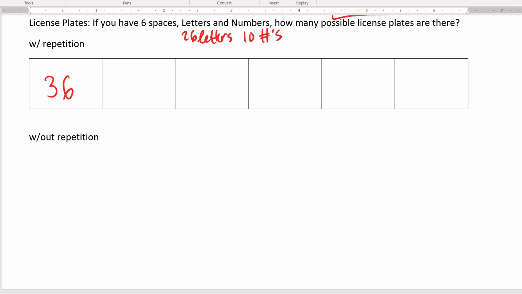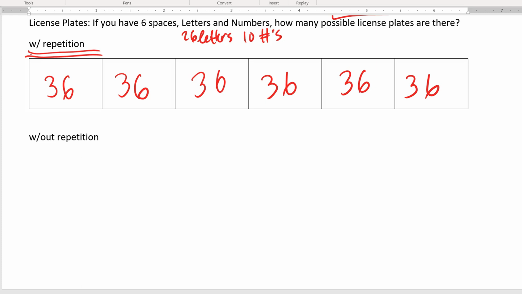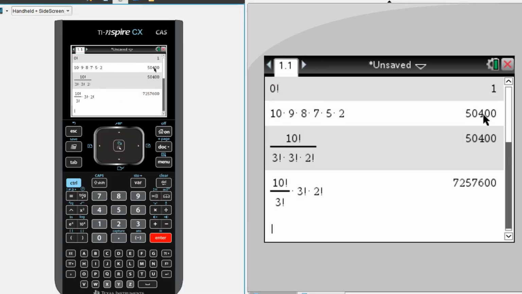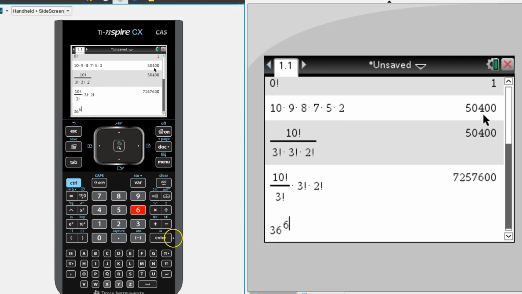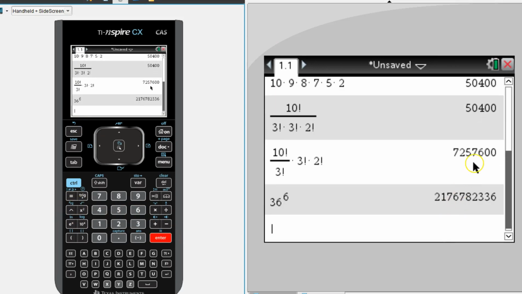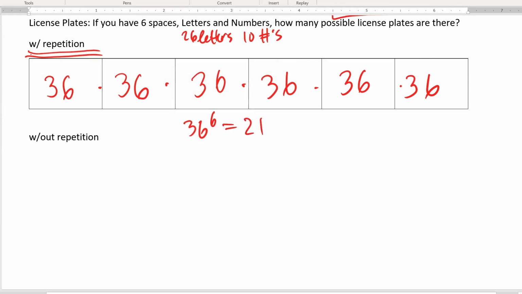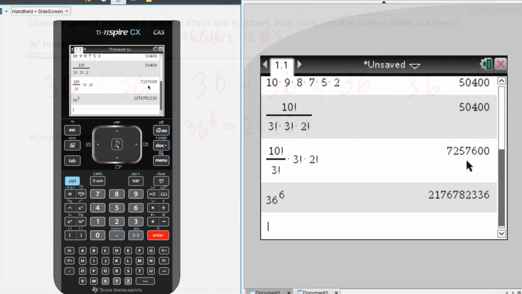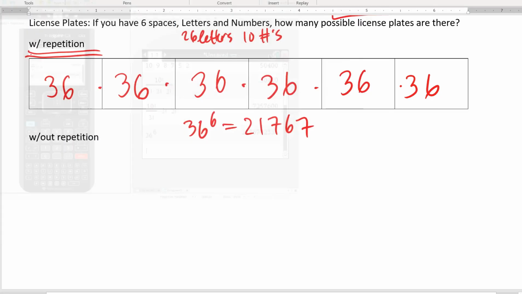How many would be on our second space? 36. Why isn't it changing? We're saying with repetition. We're allowing that 36 to occur over and over and over again. So how many times will it occur? Well, 6 spaces. And we use the multiplication principle. So basically 36 to the 6th. Really big. 2,176,782,336.